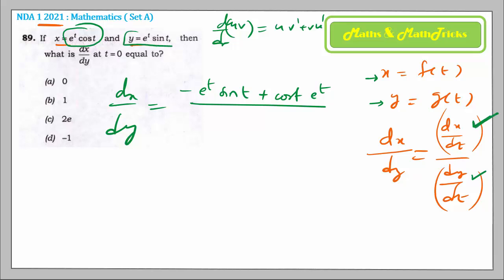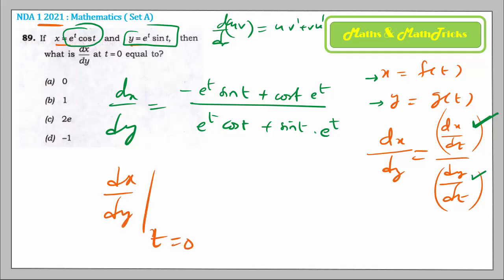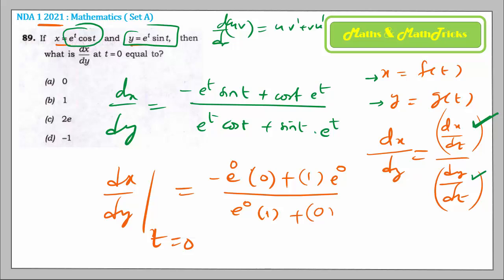Now I am writing dy by dt for you here in the denominator. Again the uv rule, e power t into cos t plus sin t as it is, e power t derivative e power t. So this is what you are getting, but you are asked dx by dy at t equals 0. Substitute. So it's minus e to the power 0 sin 0 which is 0 plus cos 0 which is 1 into e power 0, divided by e power 0 cos 0 is 1 plus sin 0 is 0 into e power 0. So you can see that the answer is minus 1 by 1, that is minus 1, hence the option number D for this particular question.